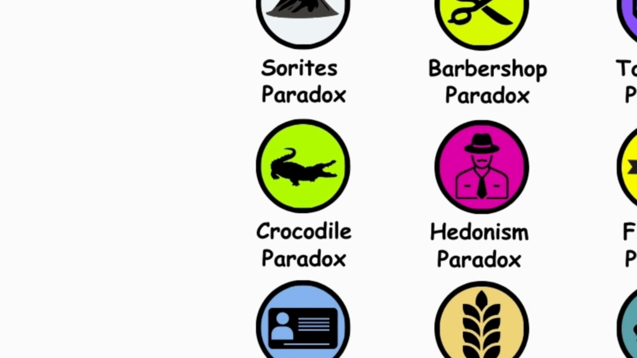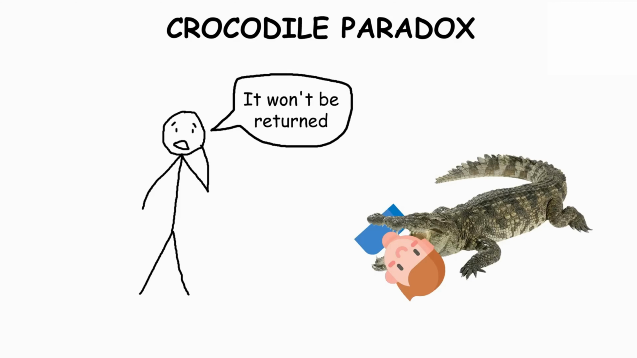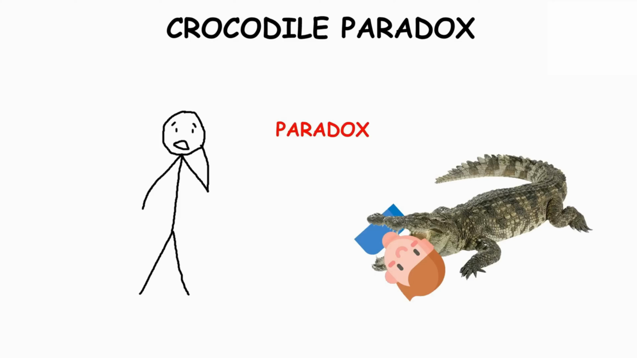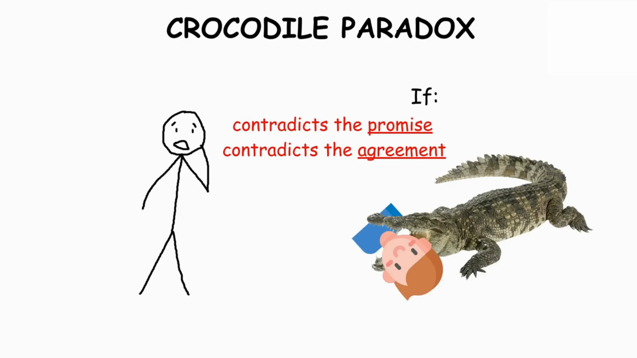Crocodile paradox. A crocodile steals a child and promises its return if the parent correctly predicts what the crocodile will do. If the parent says the child won't be returned and the crocodile agrees, a paradox arises. If the crocodile returns the child, it contradicts its promise. If it doesn't return the child, it also contradicts the agreement.